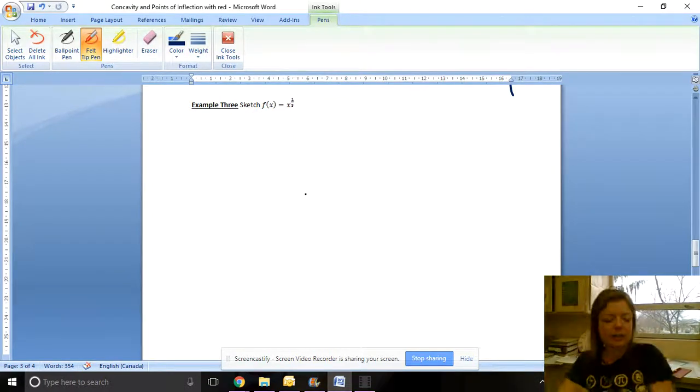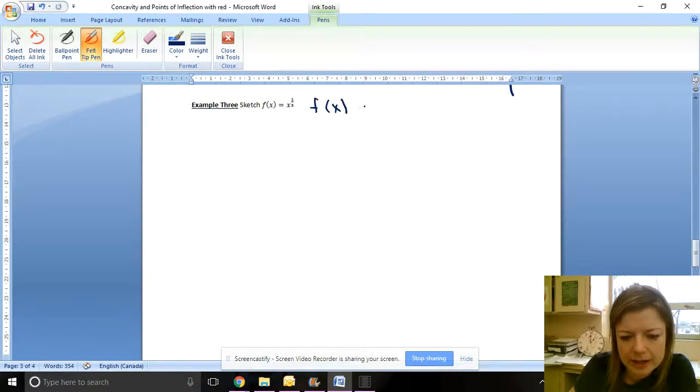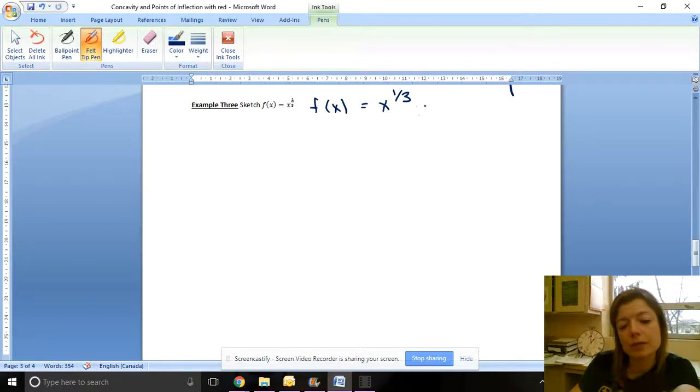This is a really interesting looking function, and calculus will definitely help us analyze it. So if you can't read that very well, that is saying x to the power 1/3. That's what that says. Okay, so let's think about this. This function exists everywhere. It has no restricted domain. It has an intercept at (0, 0).